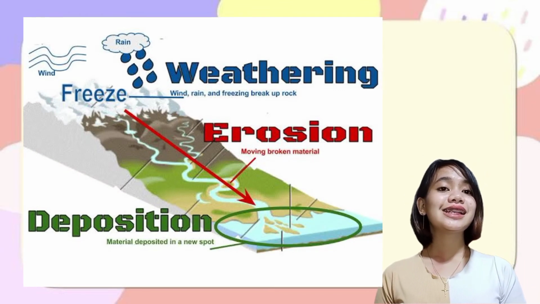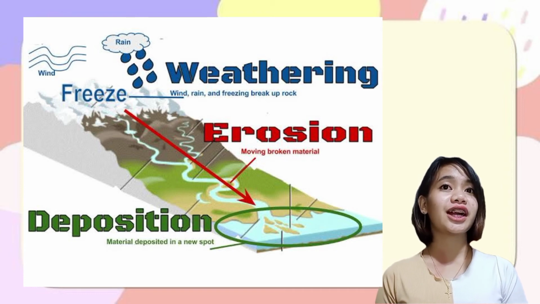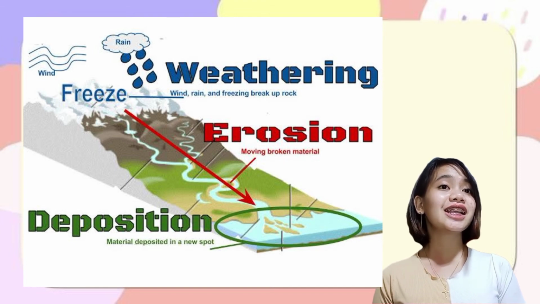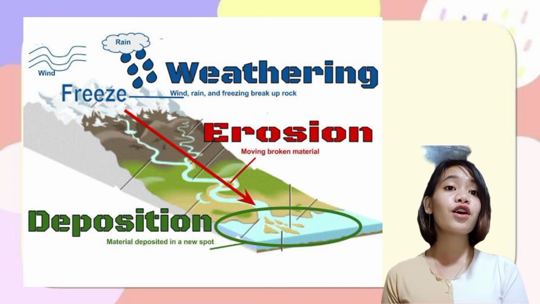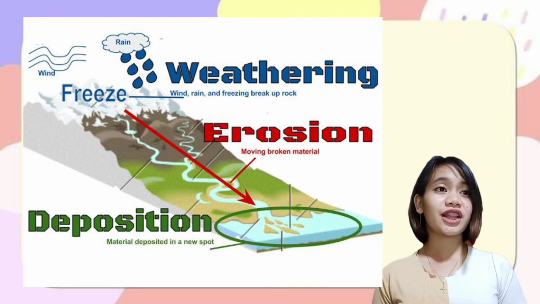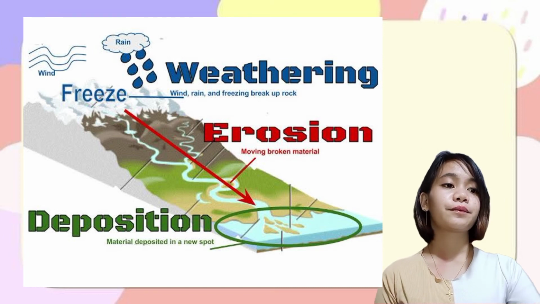So this is the process. First is the weathering, which causes rocks and earth materials to break down. Next is the erosion, which is when the earth material is then moved through erosion. The last one is the earth material is finally dropped off through deposition.